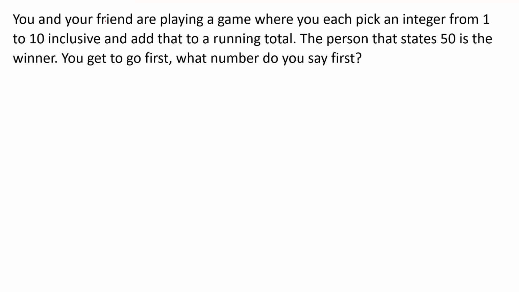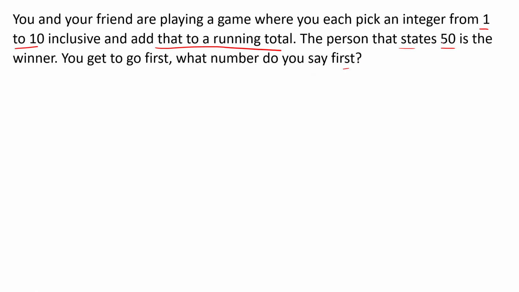So let's start immediately. You and your friend are playing a game where you pick an integer between 1 and 10, inclusive, and add that to a running total. The person that states 50 first is the winner. You get to go first. What number would you say first?